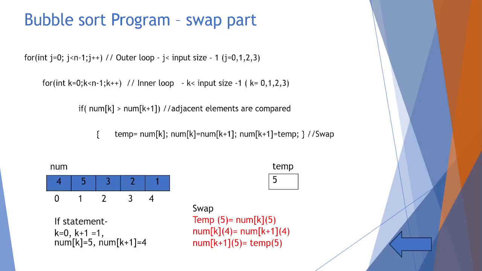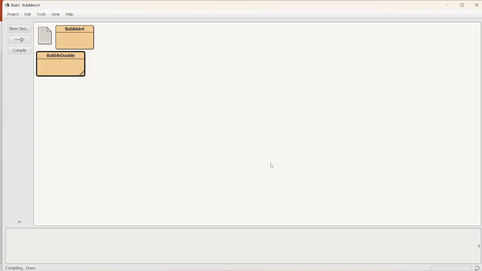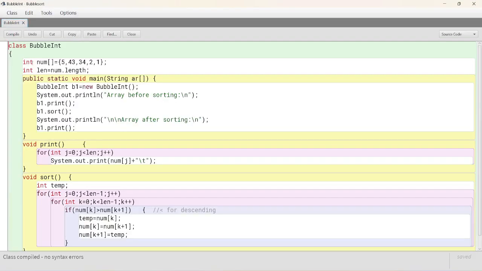This is true for all iterations of the inner for loop. Swap. Okay. Now let's see the program in the Java environment. Bubble sort integer program. Two variables: an integer type array and an integer type temp.